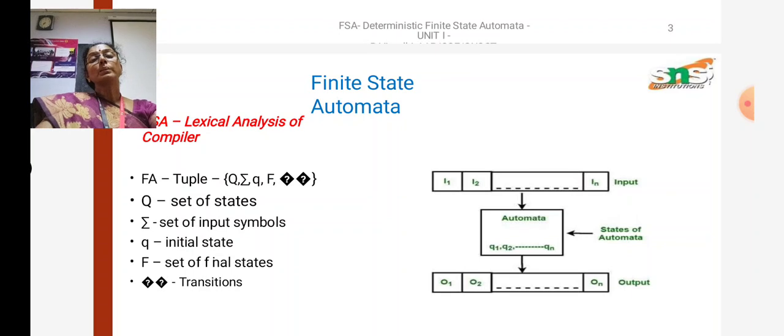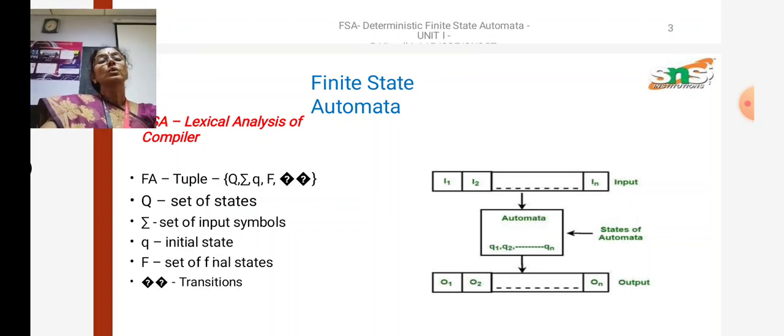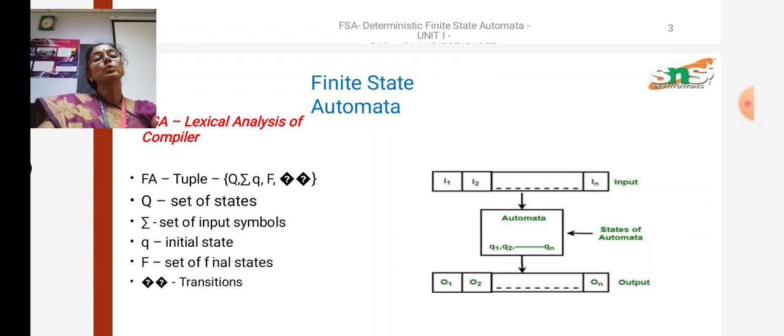The finite automata is used in the lexical analysis phase of the compiler. In the graphical representation of the finite automata, we have an input string or input unit. From the input unit it goes to the automata, and finally, based upon the transition input symbols, it goes to the output unit. This is the representation of the finite automata.